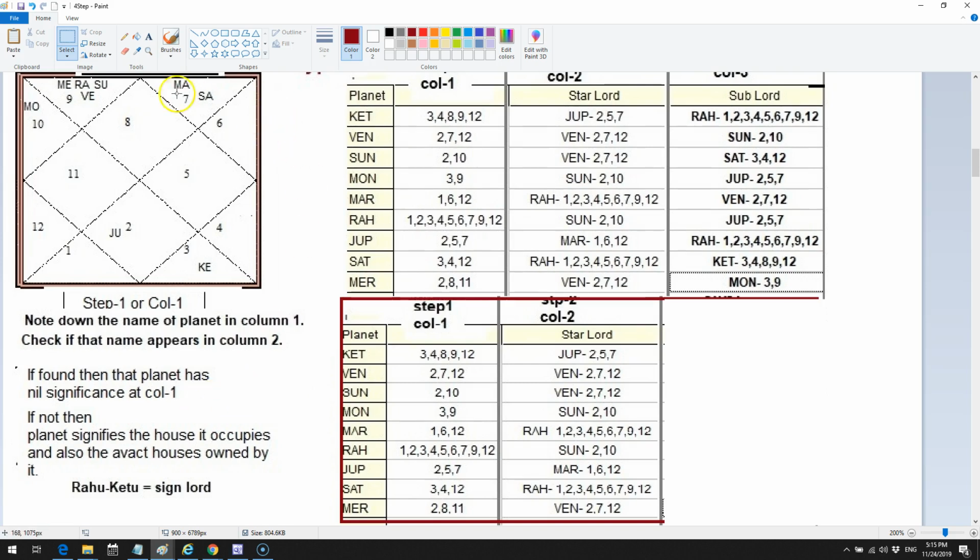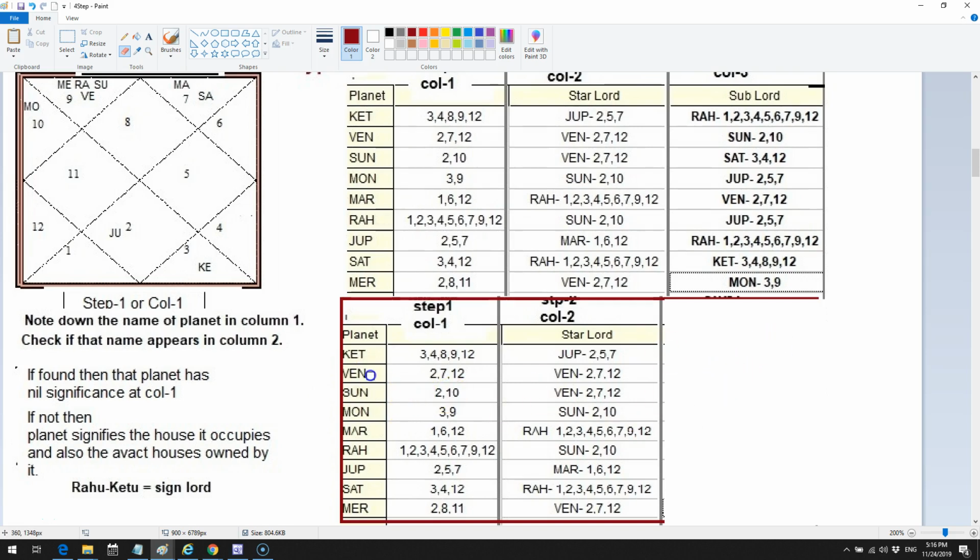So let's apply this rule. It says to note down the name of the planet in column 1. So let's say we have Ketu, and then it says check if that name appears in column 2. We find that the name Ketu does not appear anywhere in column 2. So right now we'll leave Ketu and Rahu, and we'll do it after we have assessed the other planets.